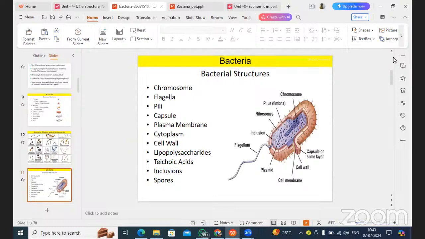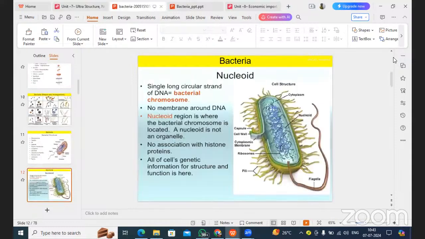Bacteria cell structure, what are the parts in the bacterial cell that we have discussed? Capsule, cell wall, plasma membrane, cytoplasm, reserve food material, nucleoid, plasmid. This all we have discussed.